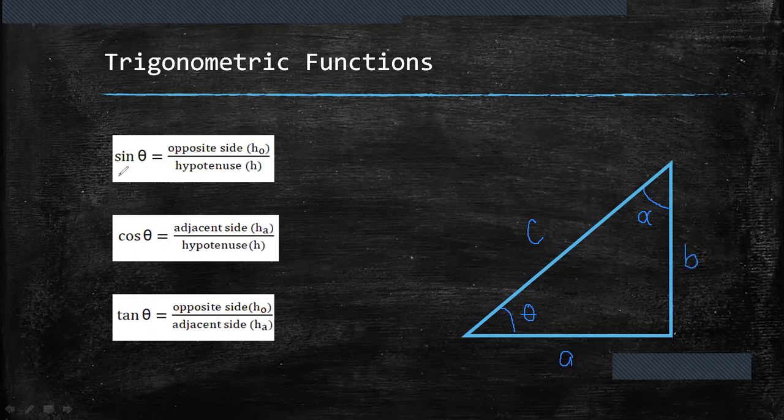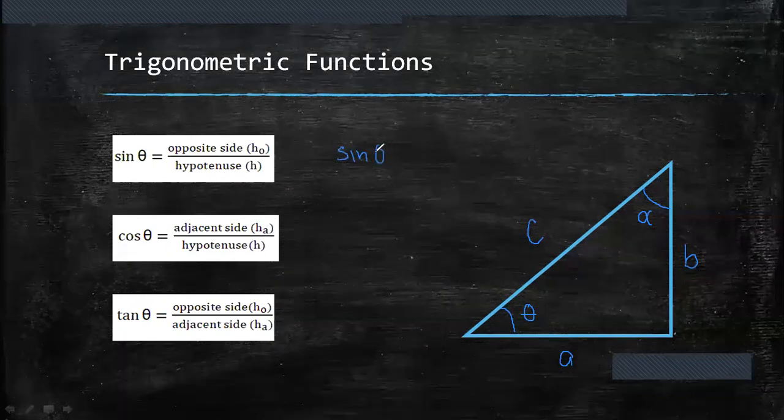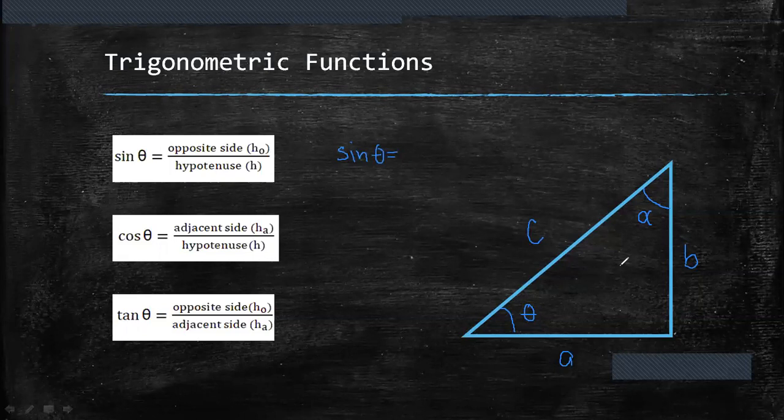In the trigonometric functions, sine theta is defined as the ratio of the opposite side over the hypotenuse. And with the given triangle, we can say that sine theta is equal to the opposite side of the angle theta, which is b, over the hypotenuse c.